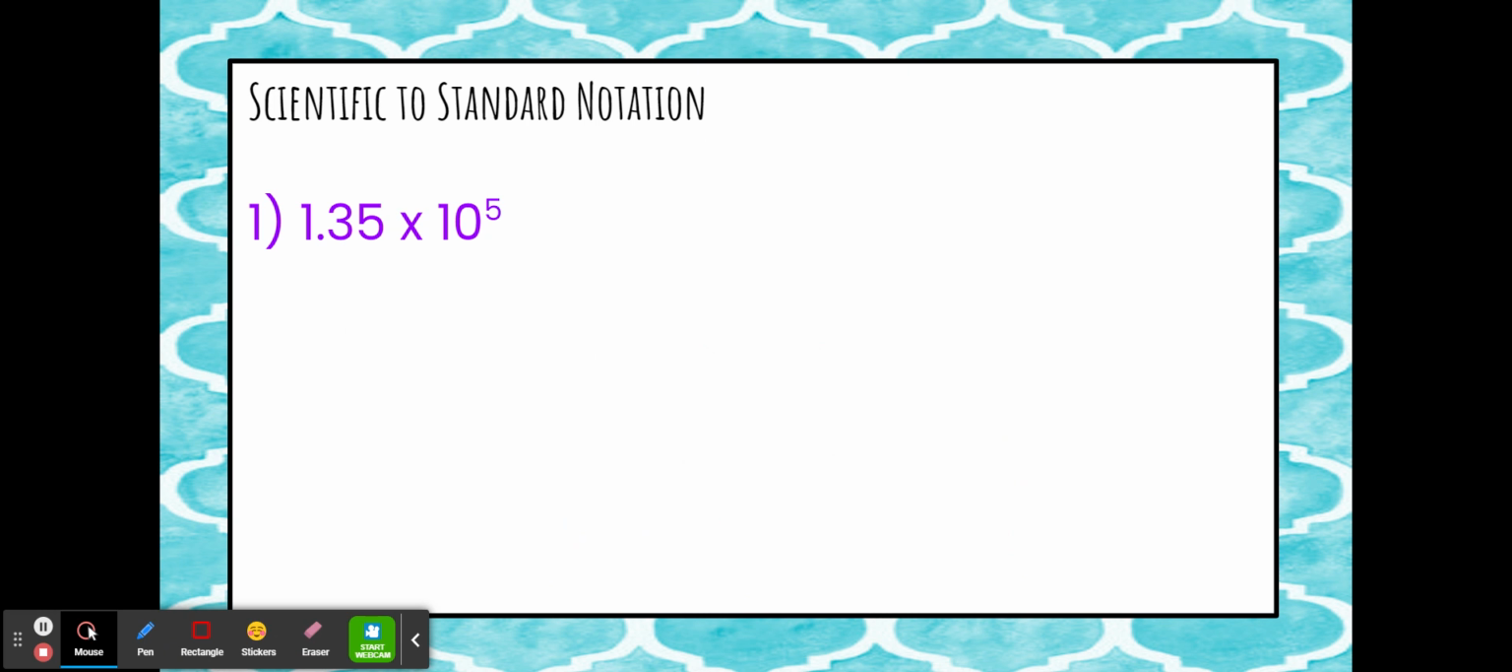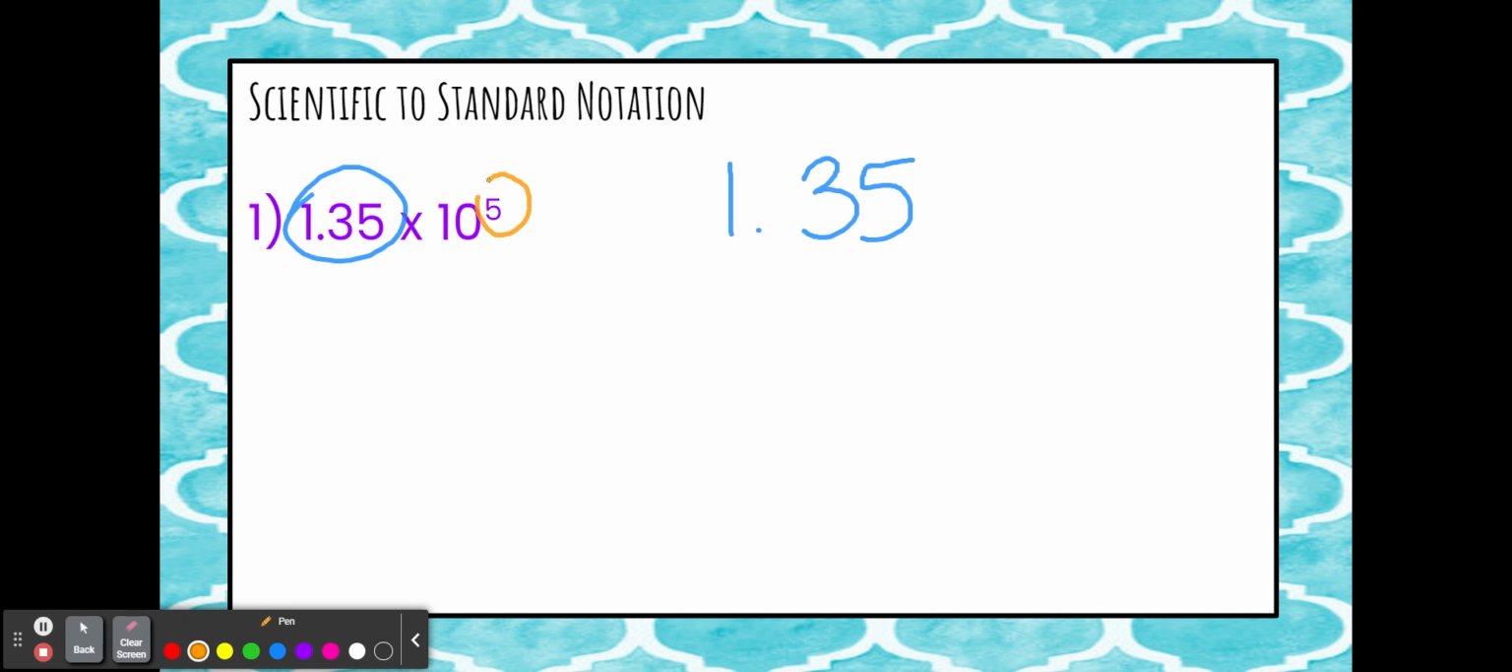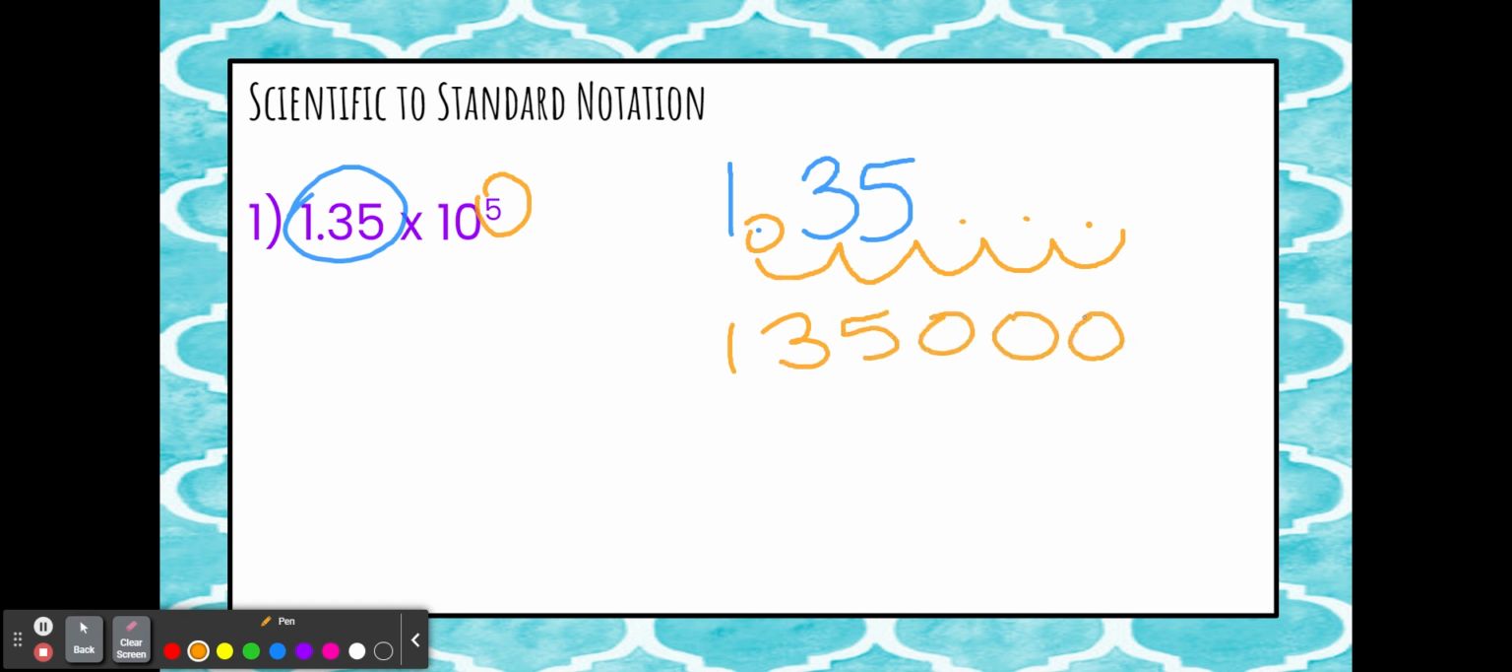Okay, we're going to start with scientific to standard. So this is a number written in scientific notation. We're going to take this part of the number, 1.35, and rewrite it. Our exponent is 5. That tells us how many times we're going to move this decimal place. Our decimal place needs to move 5, but because it's positive, we're going to move it to the right. 1, 2, 3, 4, 5. And if you can guess what goes in there, those are going to be zeros. So we're going to rewrite our number, replacing the zeros, and now our decimal is at the very end. So your answer should be 135,000.